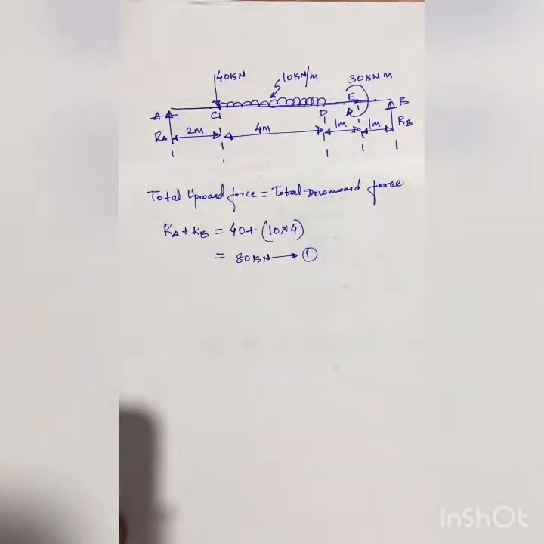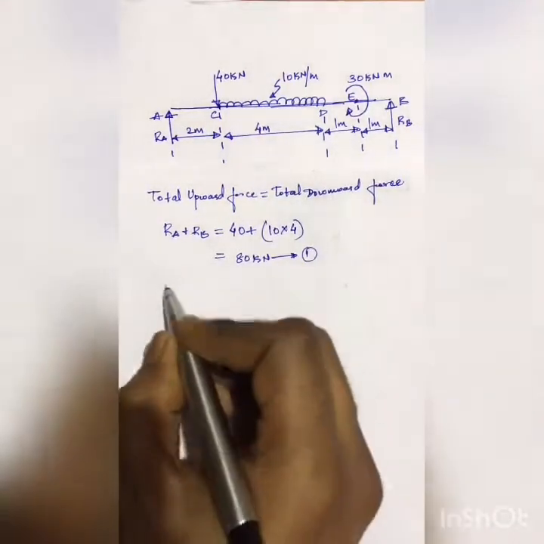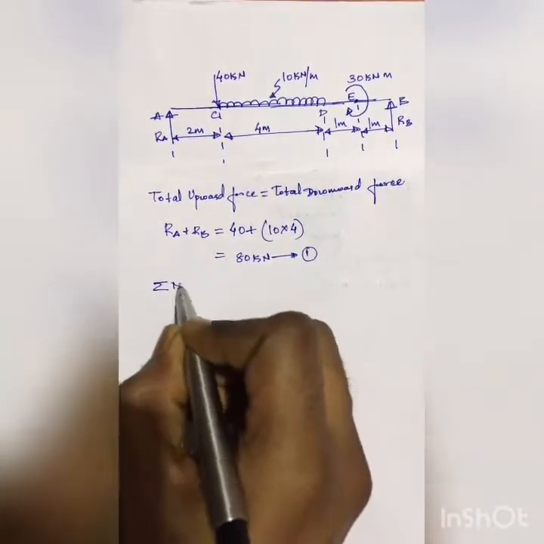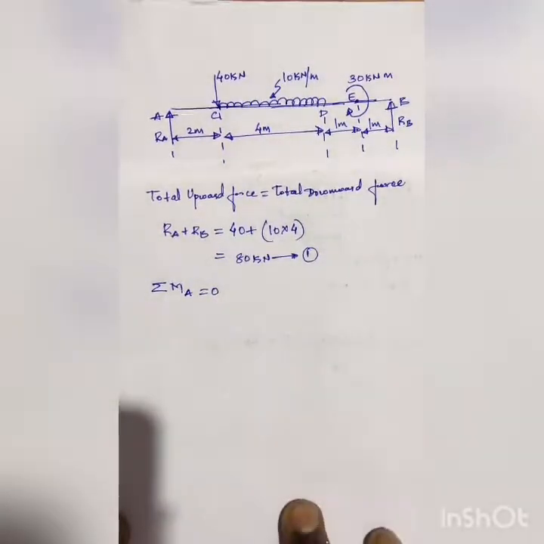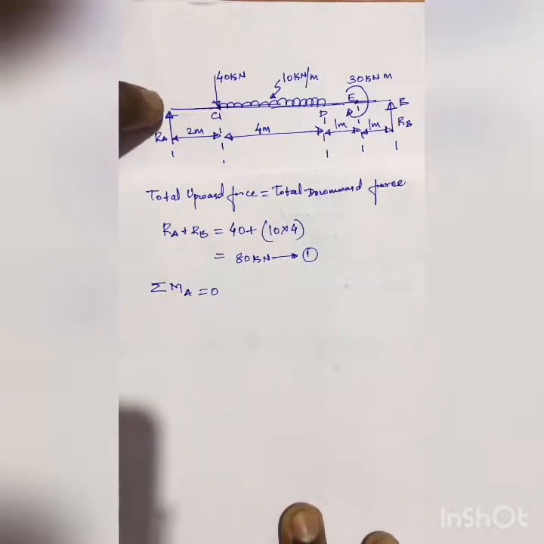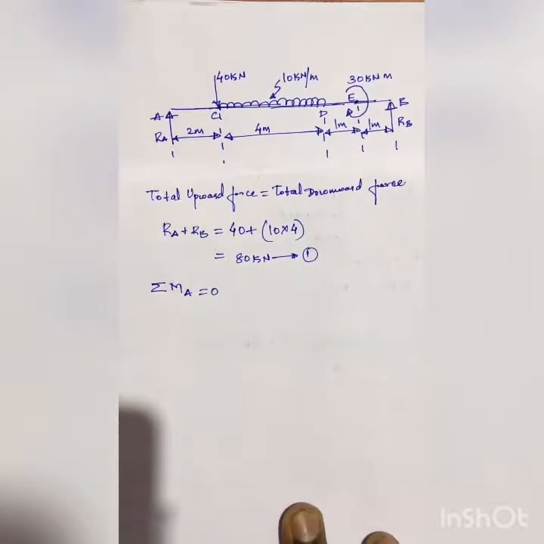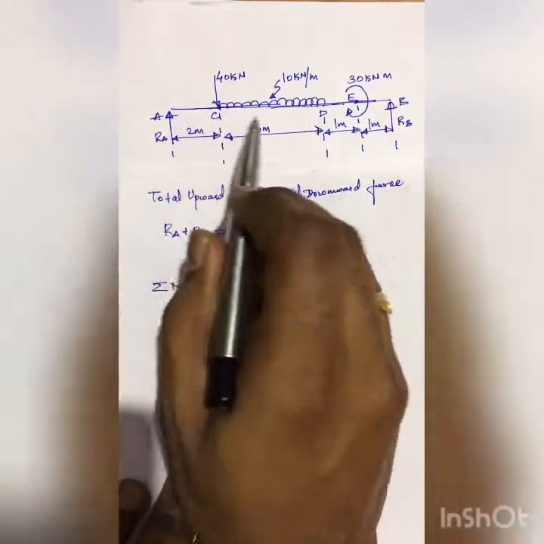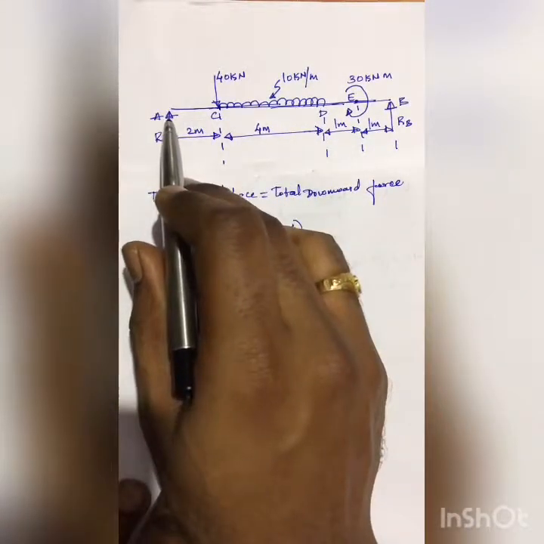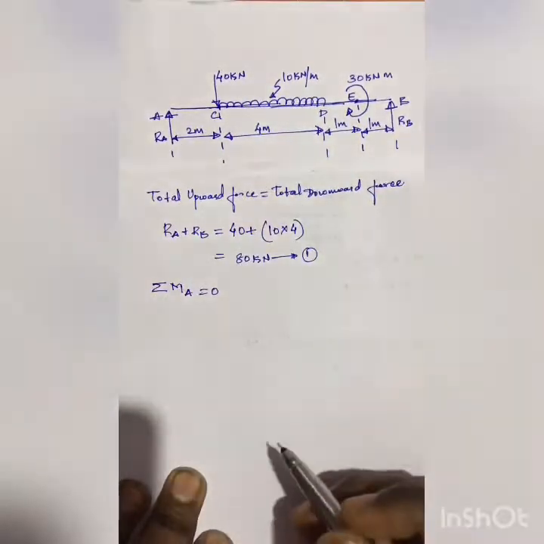Next, we need to consider the moment equilibrium equation. I'll consider summation of moments about A is equal to 0. That is, I need to consider all the moments due to the forces and couples acting towards the right side of point A, and make it equal to 0 because we know that at supports the moment is 0.